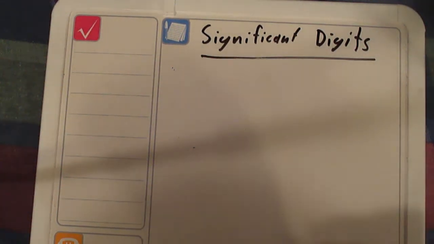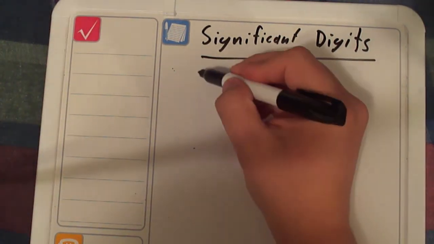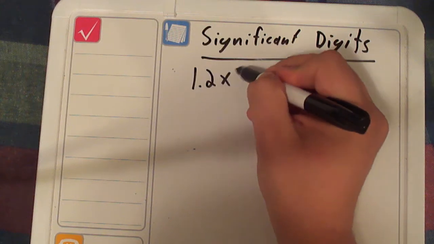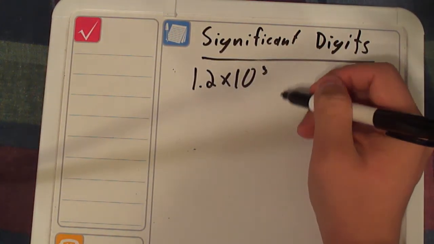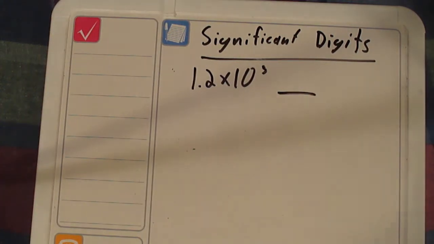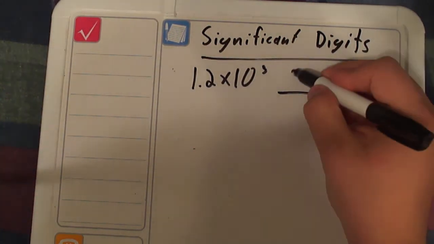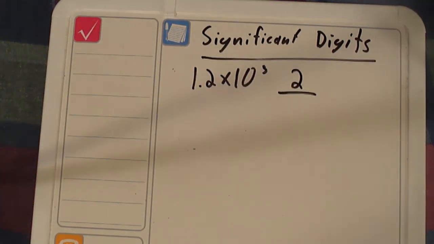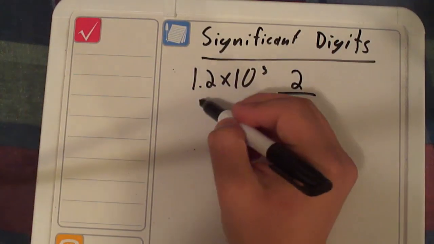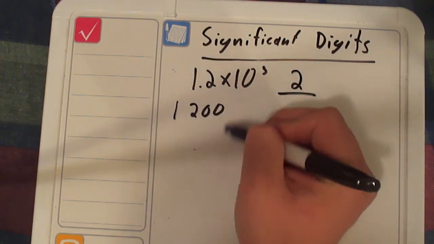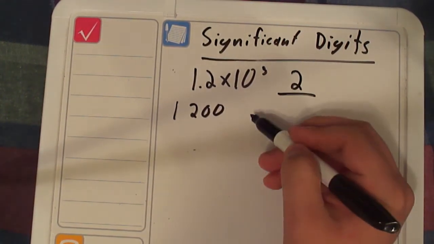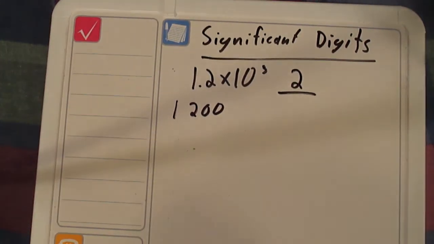So, and here's something where you'll combine these two. If you get 1.2 times 10 to the 3, how many would that have? That would only have 2. Because you may think about it and say, okay, well 1.2 times 10 to the 3 is actually 1200, which would then have 4. That's actually what I got.